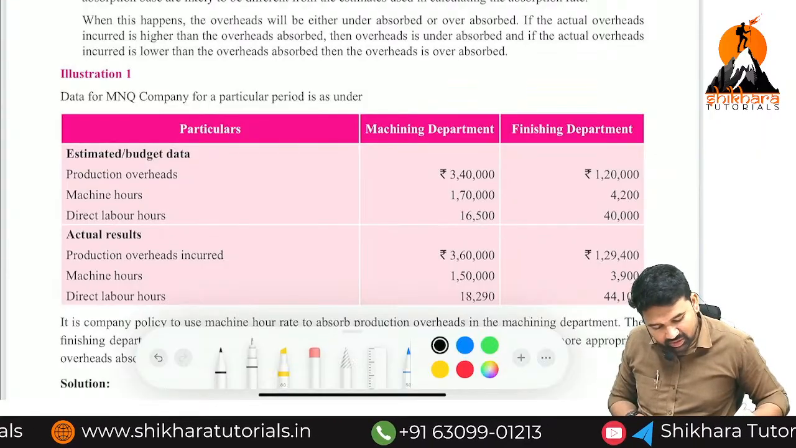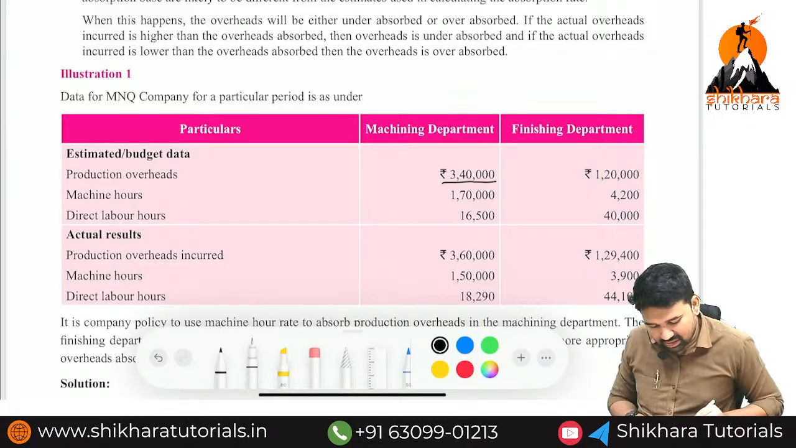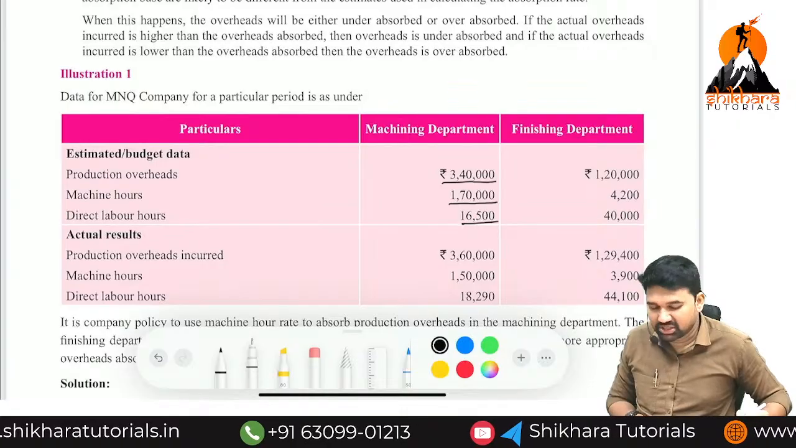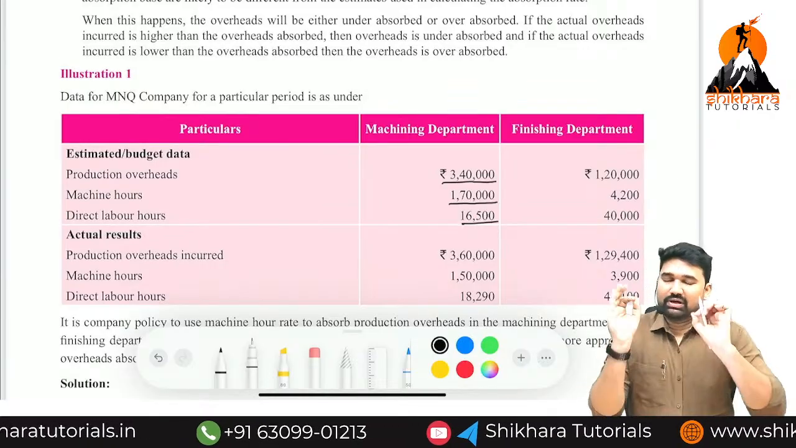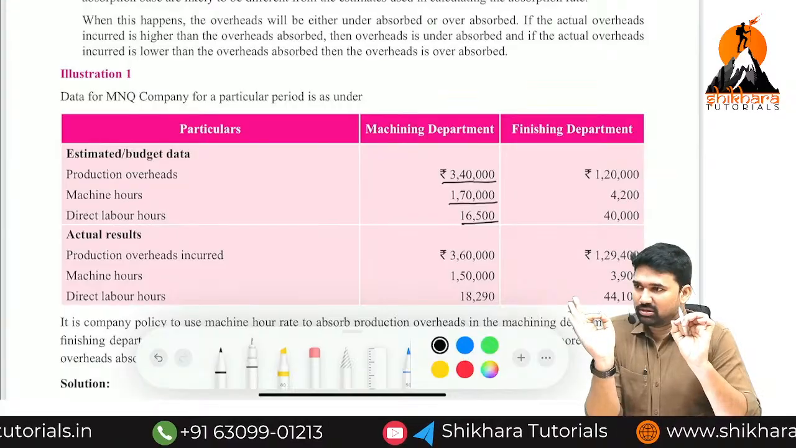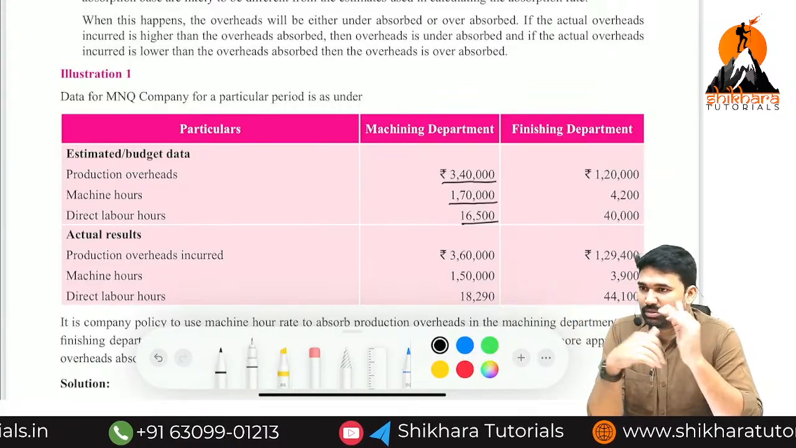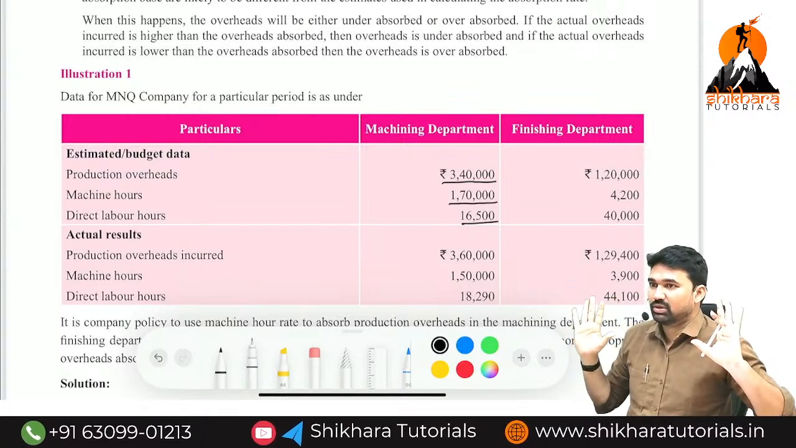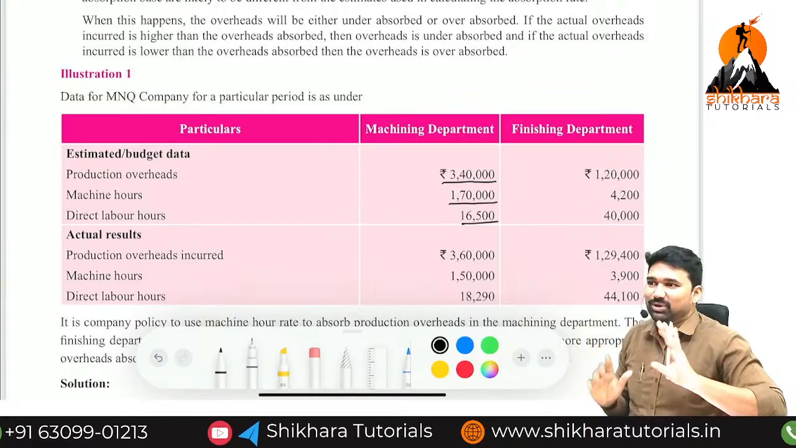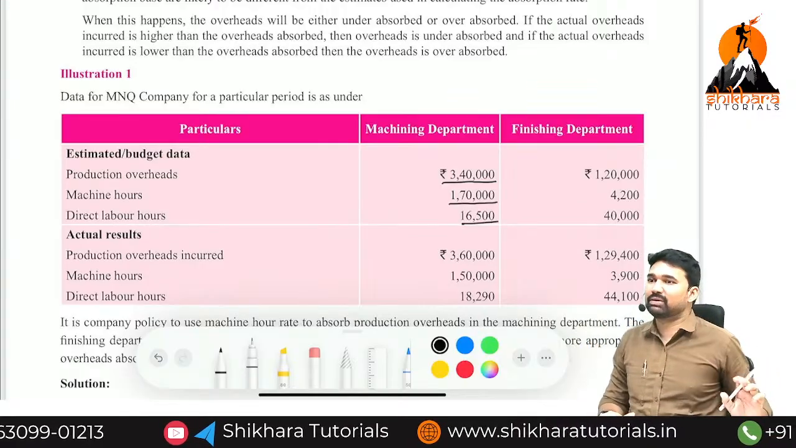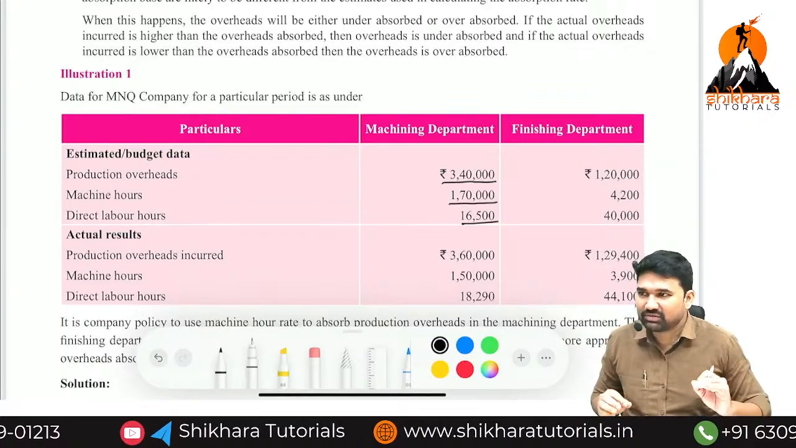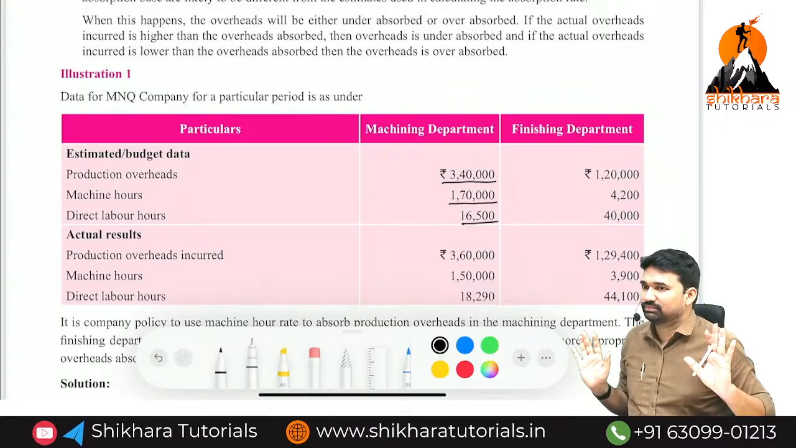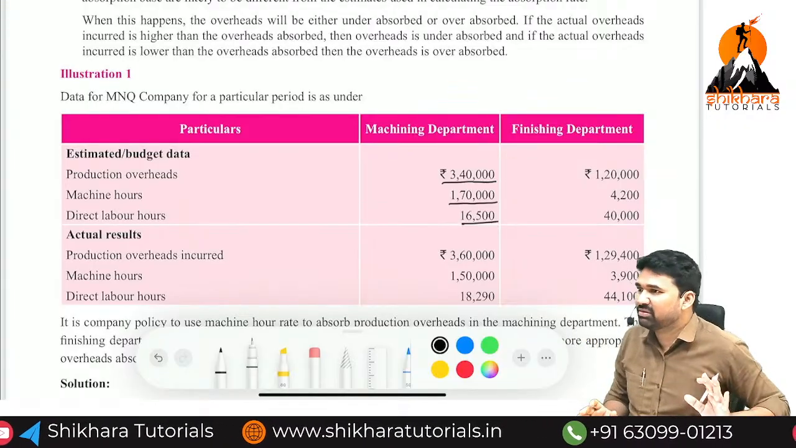Production overhead is estimated at 3,40,000. Machine hours 1,70,000. Direct labor hours 16,500. First of all, there is a simple rule in costing, or in practical problems: you should read and understand the problem first. Don't be in a hurry to solve it, as it will lead to unnecessary complications and wrong answers. First try to absorb the data given in the problem. After understanding, we will be able to solve it.